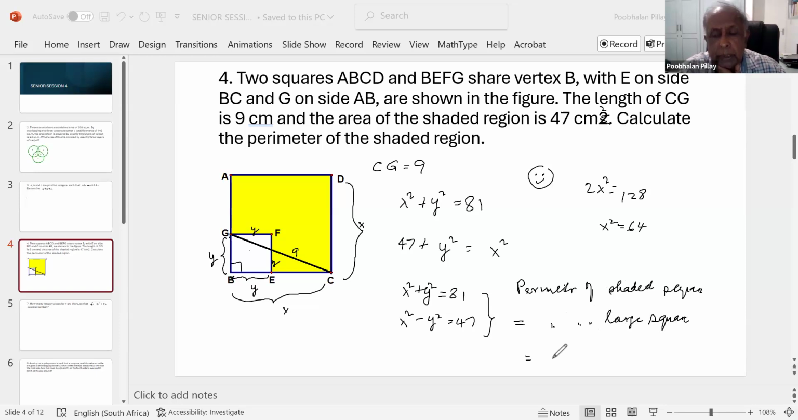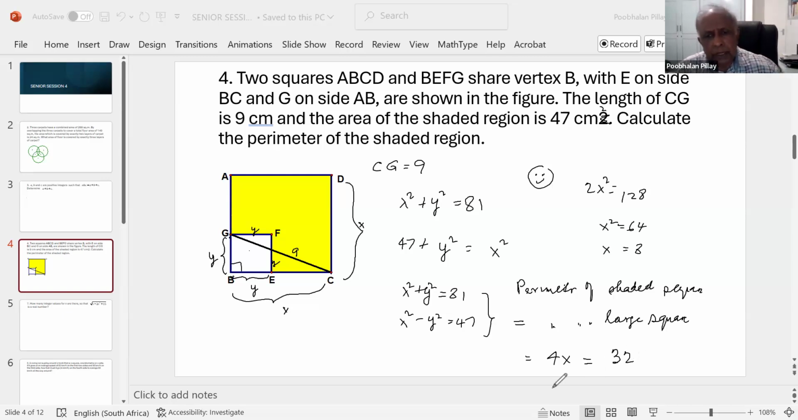The perimeter of the large square, the side is x, so it's 4 times x. And we just calculated x squared. So x is equal to 8, because x squared is equal to 64. I mean, x is equal to 8. So the perimeter is just 4x.